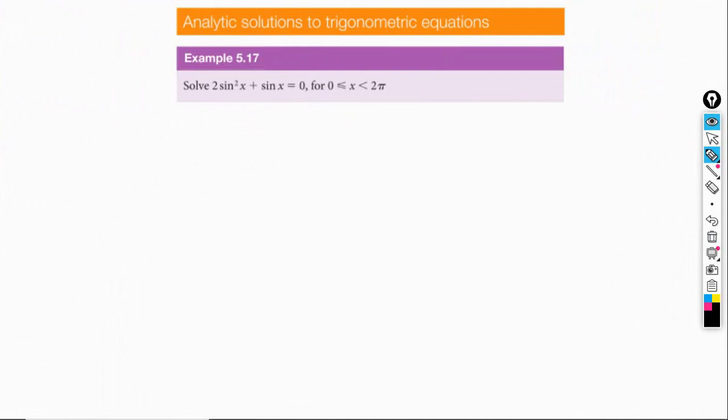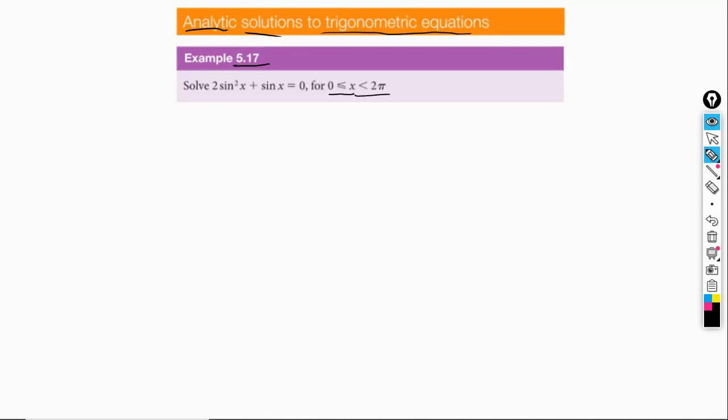So next we're going to take a look at analytical solutions to trigonometric equations. Now analytical solutions means using methods of algebra. And let's take a look at example 5.17, which says solve 2 sine squared of x plus sine of x is equal to 0 for the interval between 0 and 2 pi, but not including 2 pi.